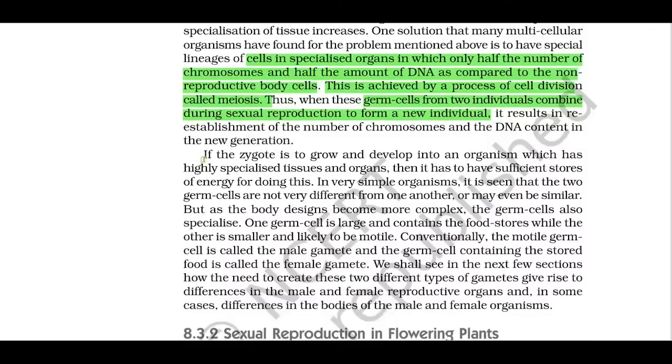The fusion of male and female gametes results in the formation of a zygote. This zygote goes on to develop into a new organism which has specialized tissues and organs. It has to have sufficient stores of energy for doing this. The zygote is formed from one germ cell which is large and contains a food store, and the other is what? Small, which is likely to be motile. The motile germ cell is from the male, whereas the egg, or the food-stored germ cell, is from the female gamete.